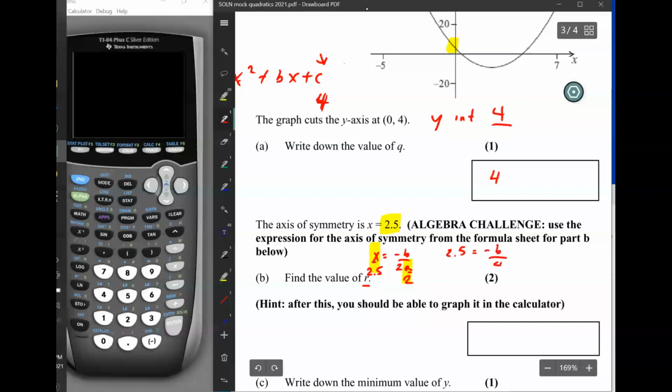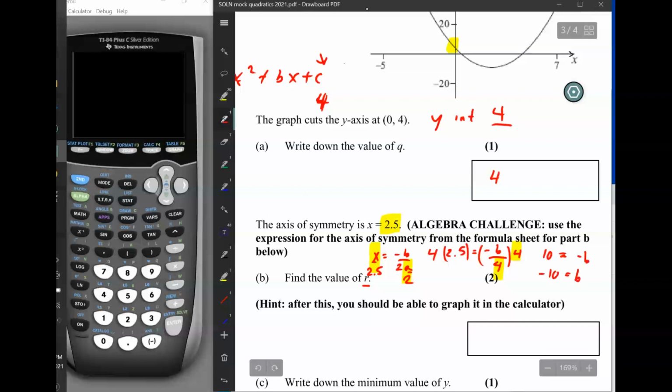2 times 2 is 4, by the way. So negative b over 4 is equal to 2.5. Let's solve for b. First of all, we have 4 in the denominator. We don't want that. We multiply both sides by 4. 4 times 2.5, if you do that in your calculator, you find out it's 10. 4 divided by 4 is 1, so they cancel out. So we're left on the right side with just negative b. Negative b equals 10. Well, b is equal to negative 10, right?